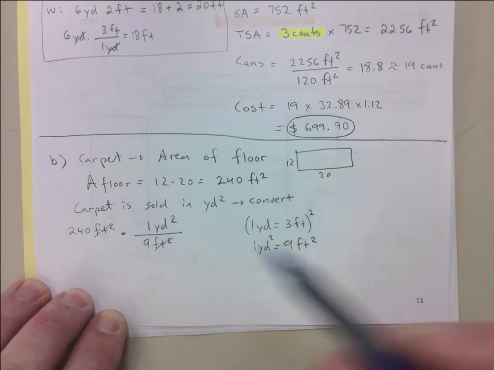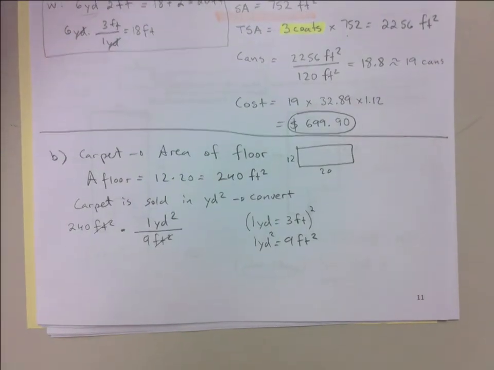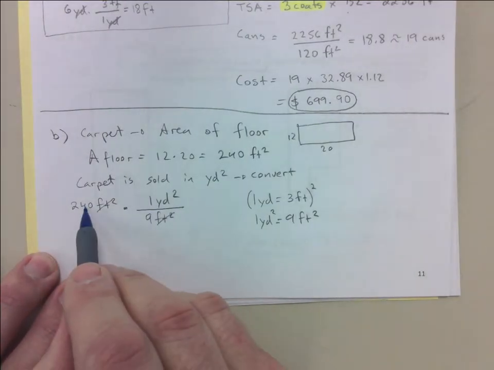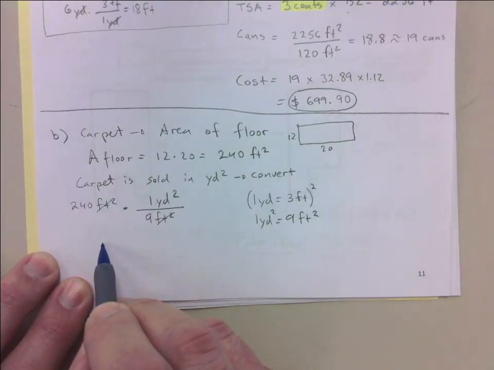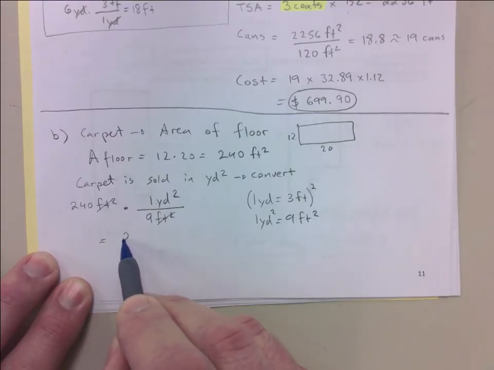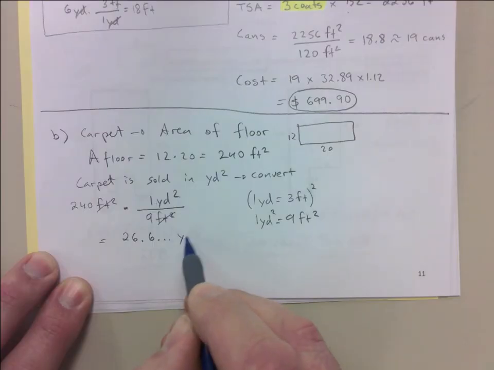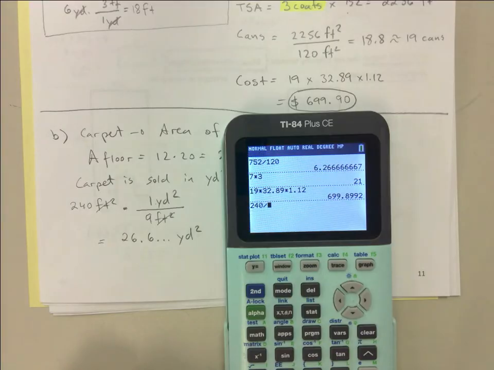Cancel. Yeah, we're converting areas. That is probably new. You probably didn't see that in intro. But it's still the same thing here. So we basically go 240 times 1 divided by 9. You get 26.6 repeated square yards if you do this. I'll actually show you here.